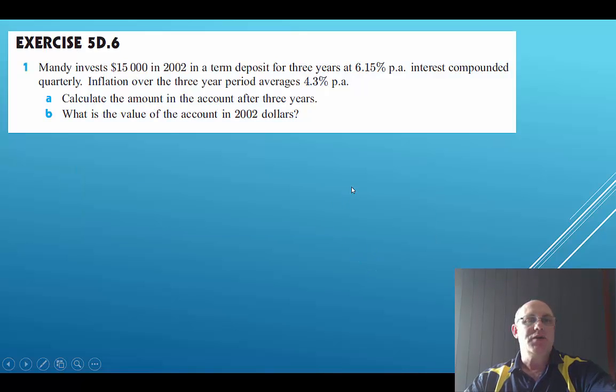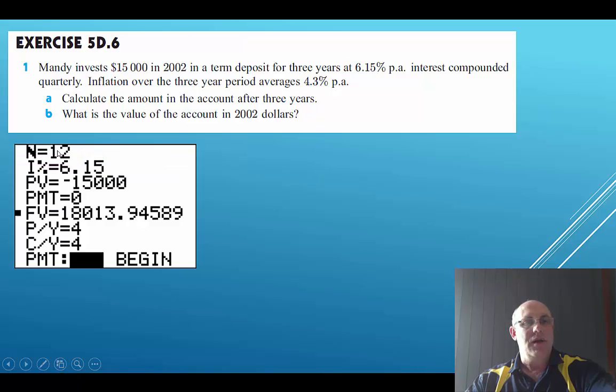So let's have a go at a question like that. Mandy invests $15,000 in 2002 in a term deposit for 3 years at 6.15%, compounded quarterly. Inflation over that period is 4.3%. Calculate the amount in the account after 3 years.